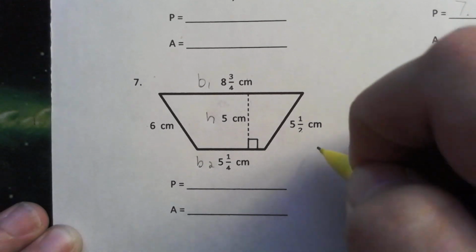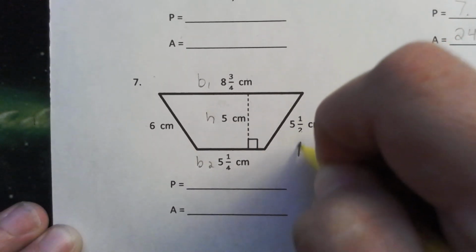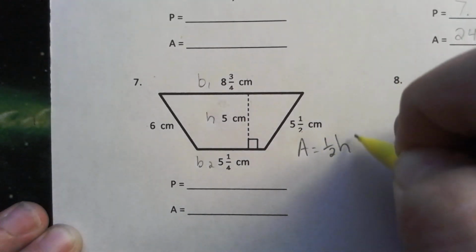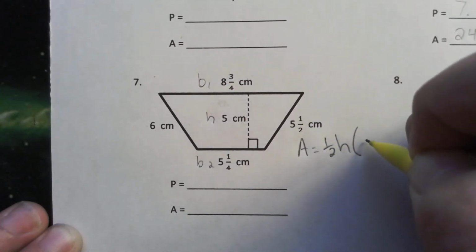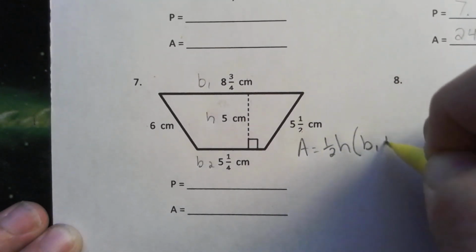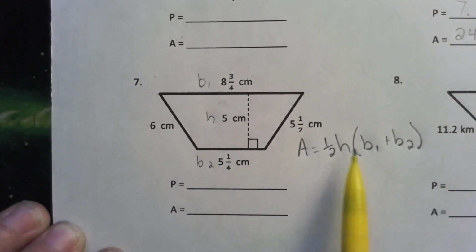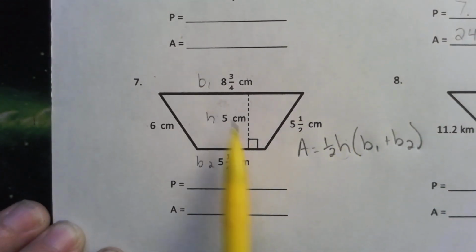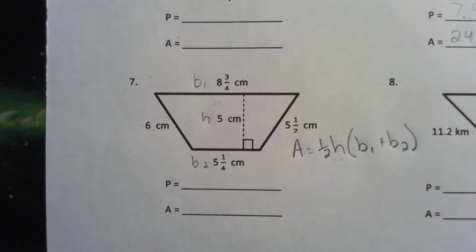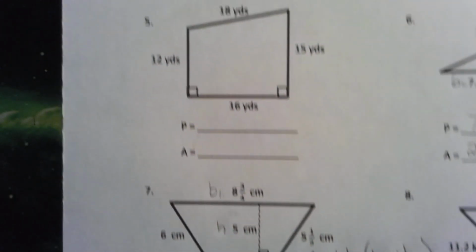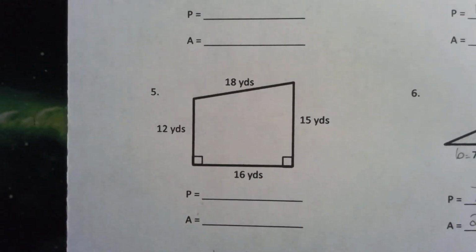So if we took your formula of area equals 1/2 height times base 1 plus base 2, the height would go back in here again. You put your base 1 here, your base 2 here, and then you would go through the steps to solve. Same exact process as the other one. This one's a little more confusing, and I'll show you why.